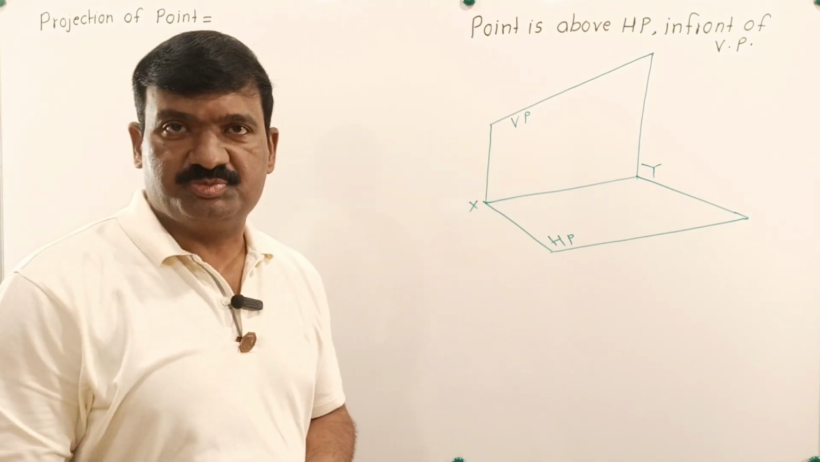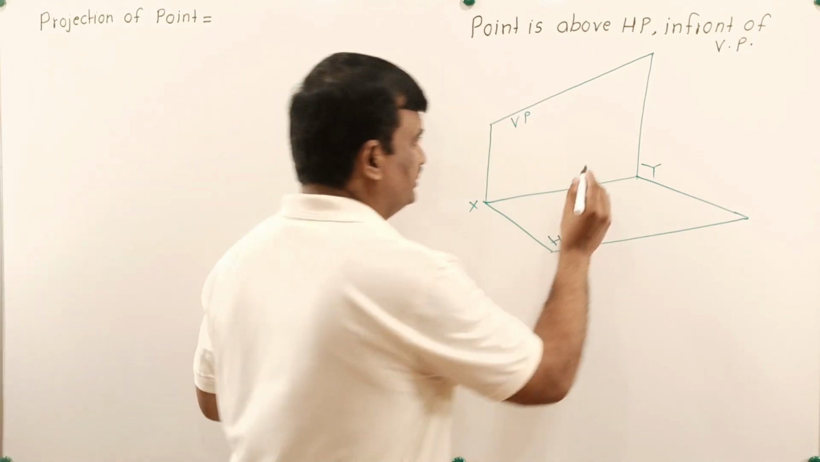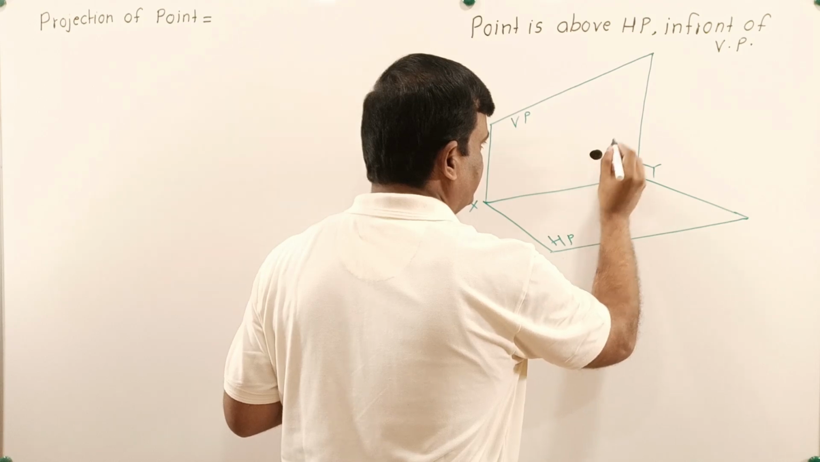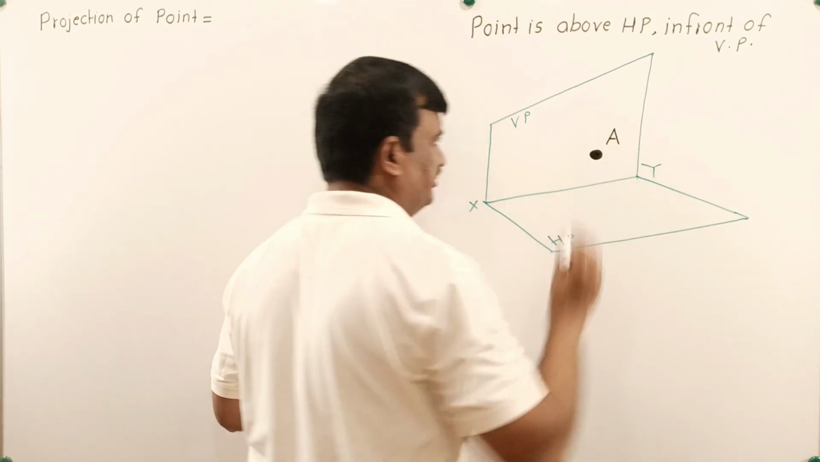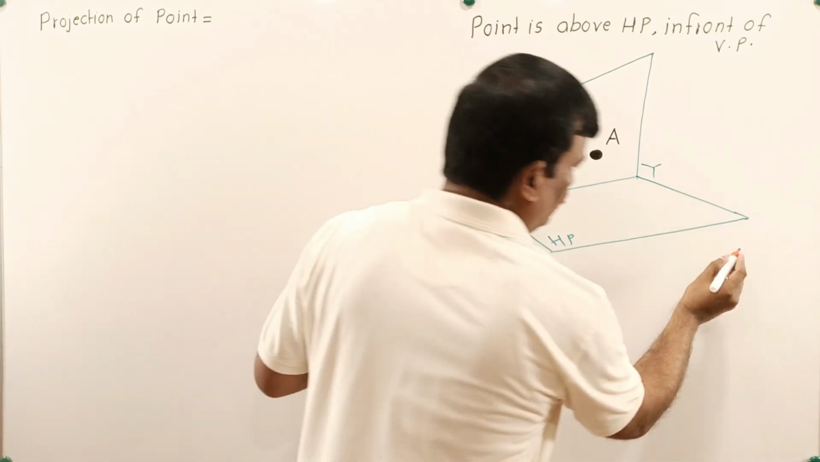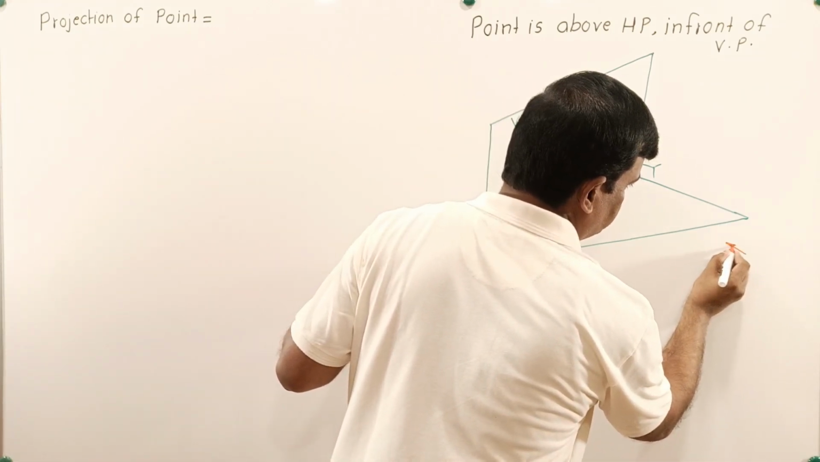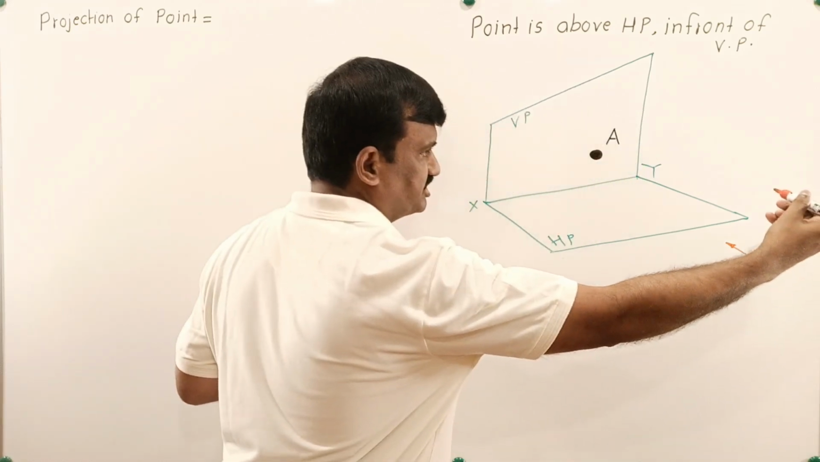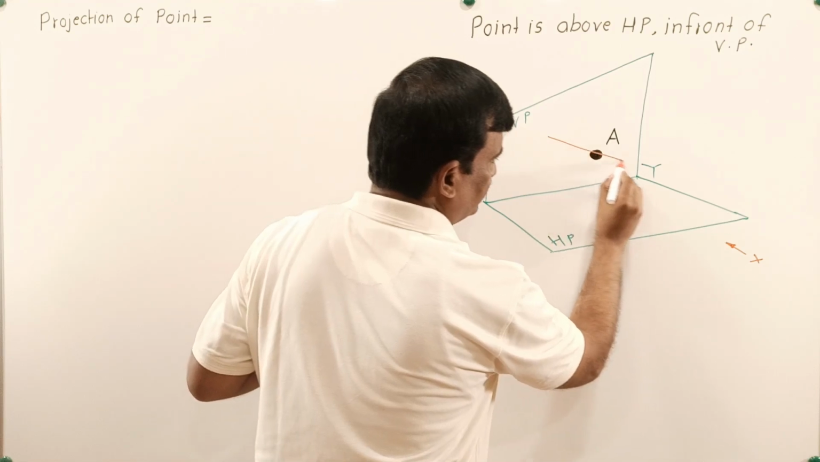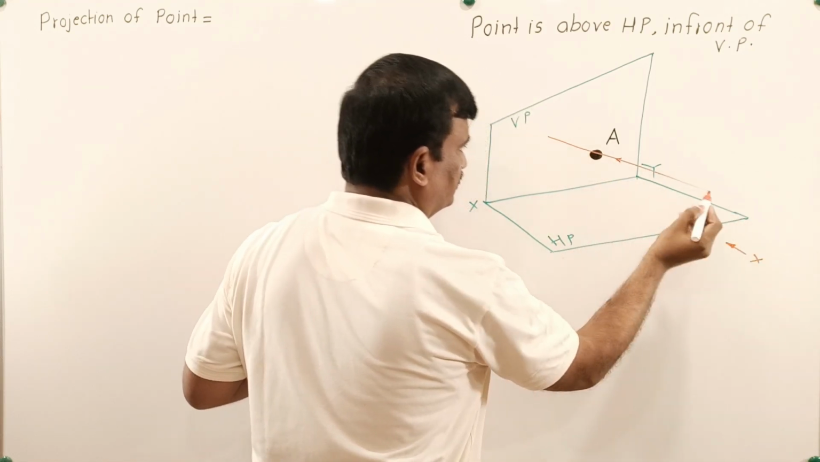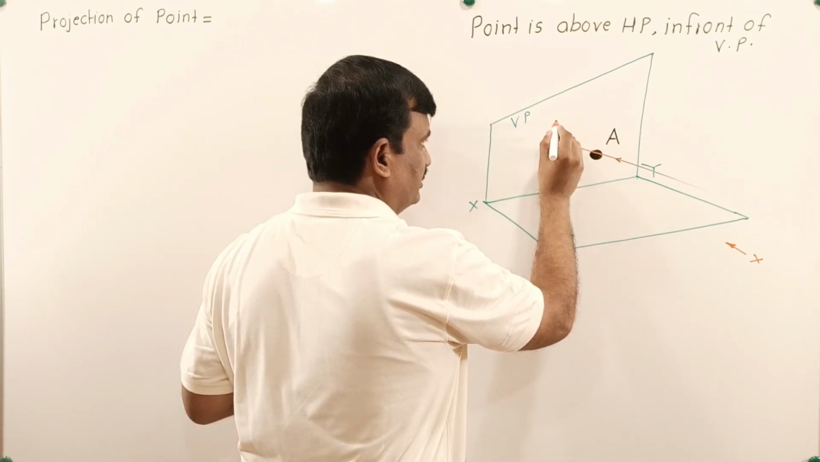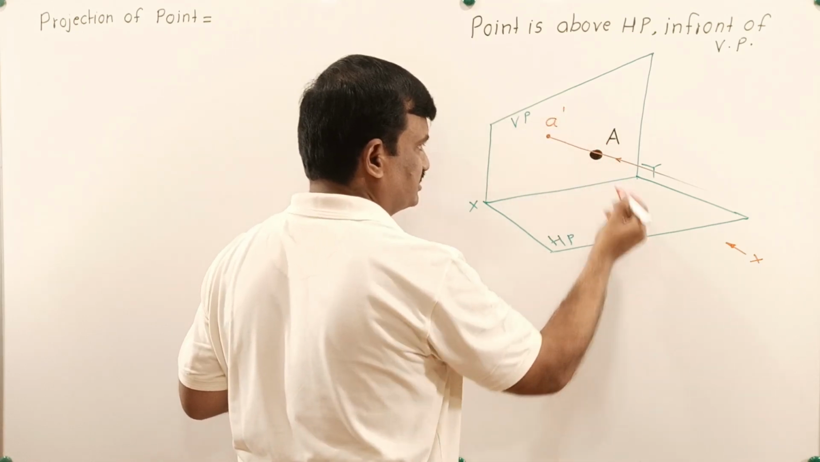What is case number 1? Point is above HP. Let this be the point. A point is a dimensionless entity, it does not have any dimension. Right. So for the front view, the observer is here. This is the direction of the observer. A single projector is sufficient. That projector is perpendicular to VP. So a projector will come from here. Right. So here you will get the front view of the point. Capital A is the actual object. Its front view is small a dash.